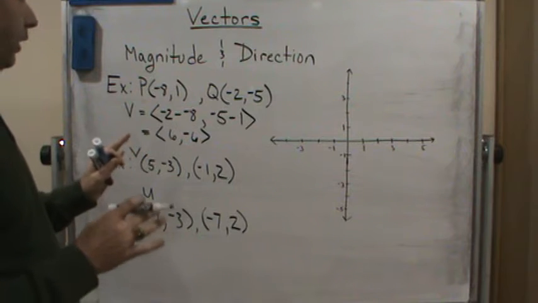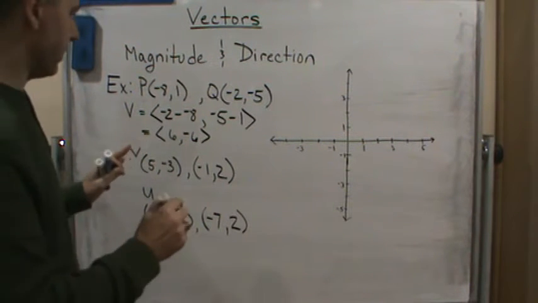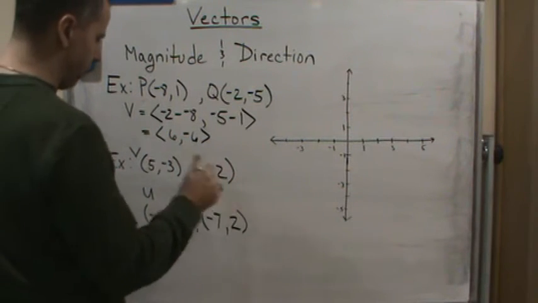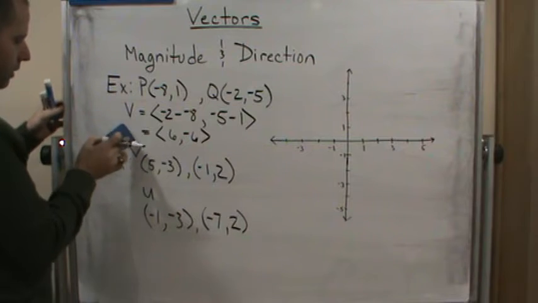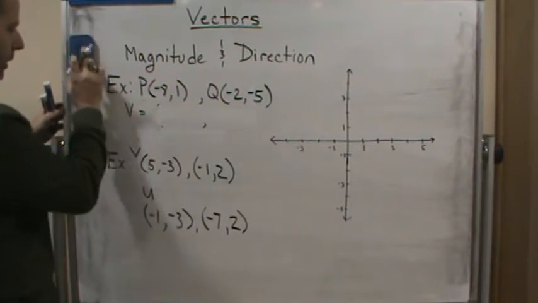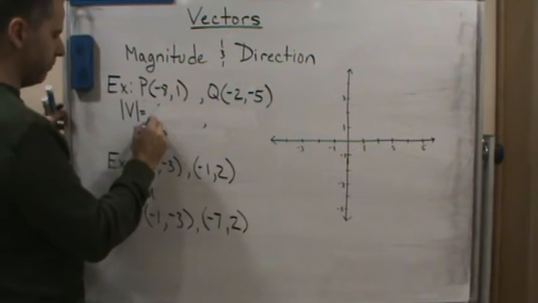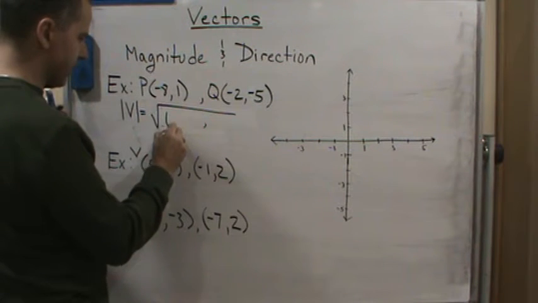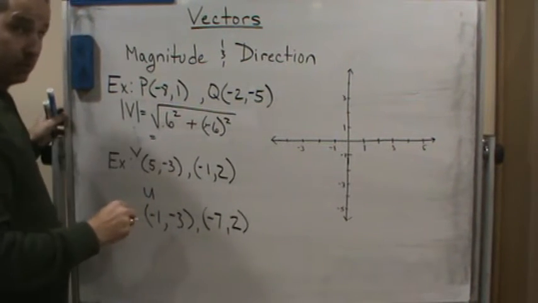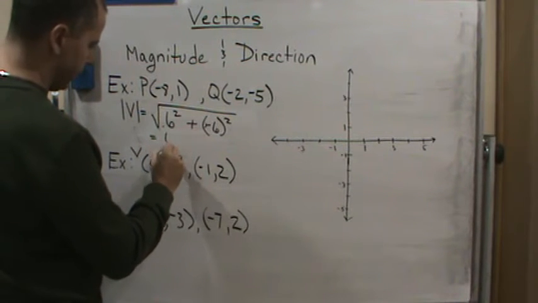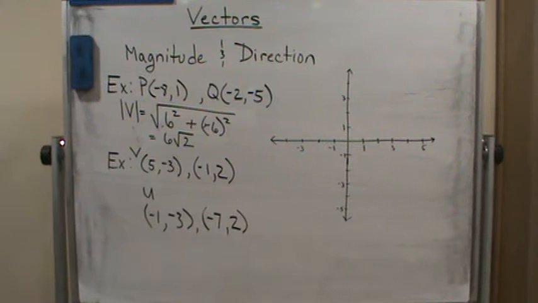Now we can use the formula for magnitude, which is just the square root of a squared plus b squared. a and b are right here. So let's calculate it. The magnitude of v is going to be the square root of a squared plus b squared, which in this case is 6 squared plus -6 squared, which is just going to be 36 plus 36, or 2 times 36. So we're going to get 6 times the square root of 2. And so there's the magnitude.